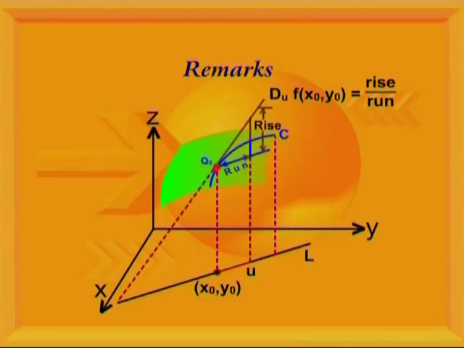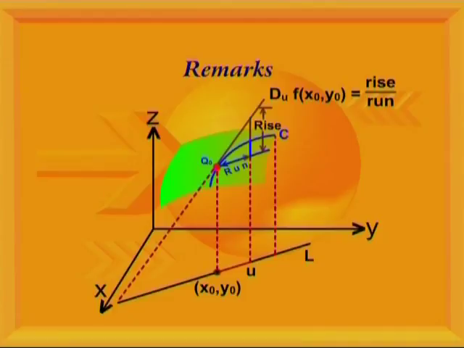And we have drawn a tangent there. So our directional derivative will be along this curve. At the point Q0, it will be the slope of this tangent.